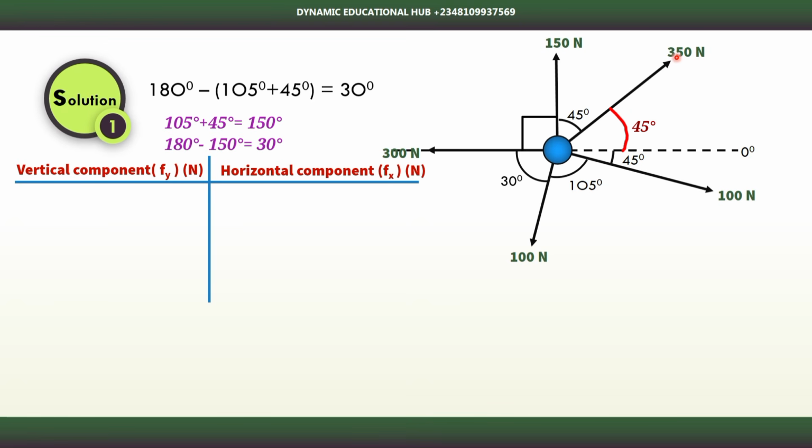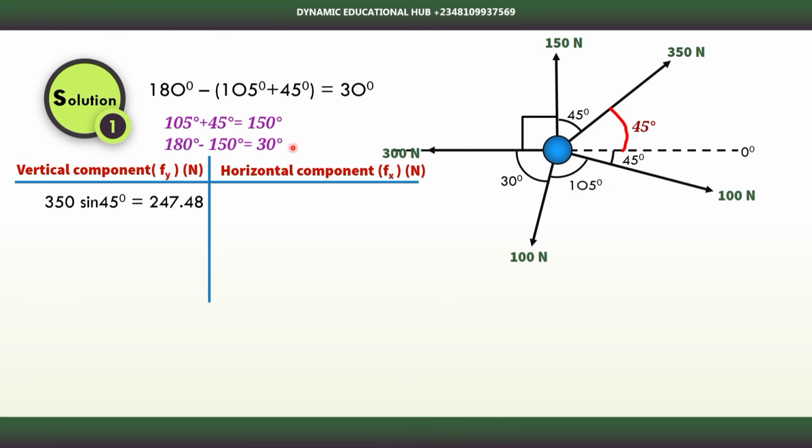Now I'm picking my 350 Newton and I'm moving anti-clockwise. Observe something: I want to resolve it into the vertical component. 350 Newton is pointing upward, so it's going to be positive, not negative. What angle? 45 degrees. That is why we have 350 sine 45. Don't forget, resolving into the vertical component is sine. Sine 45 degrees is 0.7071. When you multiply it with 350, you have this. Approximating it to 2 decimal places, you have this.